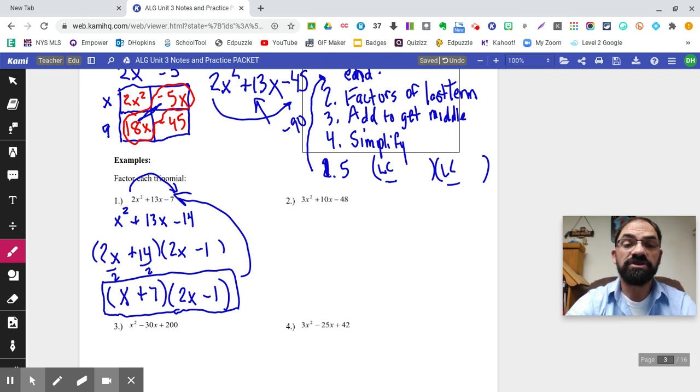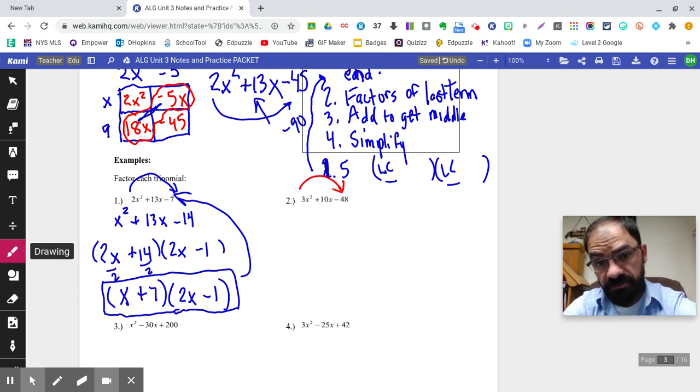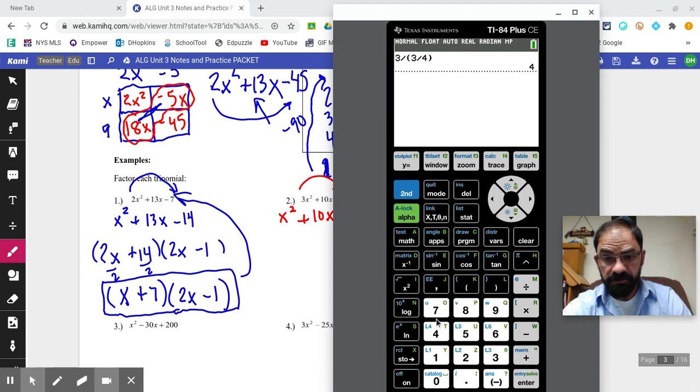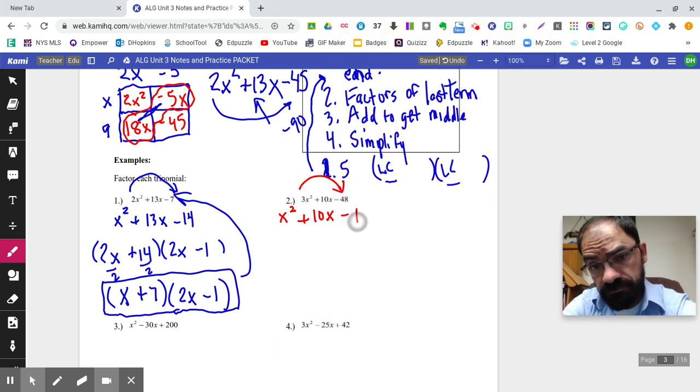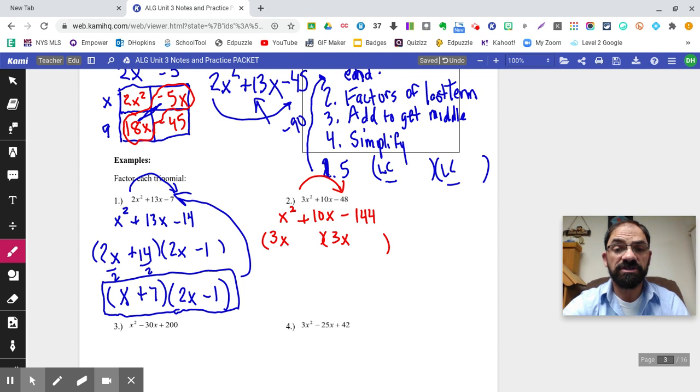All right, so the first one's always tricky. Let's try that again. We'll start all over. We're going to multiply that first term to the end. We have x squared plus 10x minus 48 times 3. 48 times 3, and we get 144. We're going to put that 3 that we multiplied to the end in the front of each factor, because we can't just magically multiply it to the end.